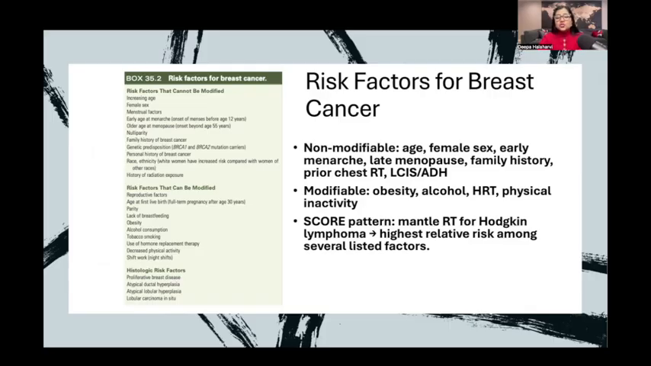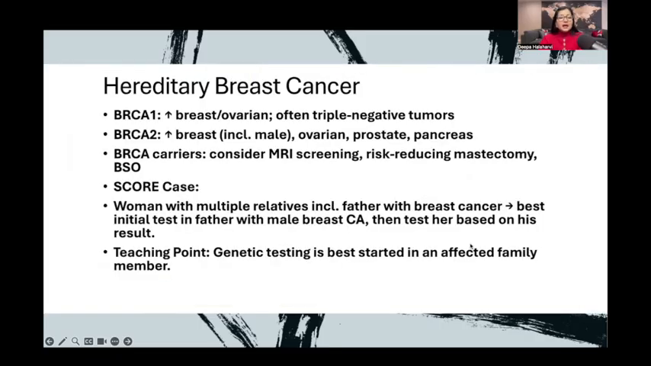For a SCORE question, they will ask about mantle radiation for Hodgkin's lymphoma. That is supposedly the highest relative risk among the several listed factors. This table is from Sabiston, so make sure you look at it. It is pretty inclusive and pretty good, and I don't want to read it for the sake of time.